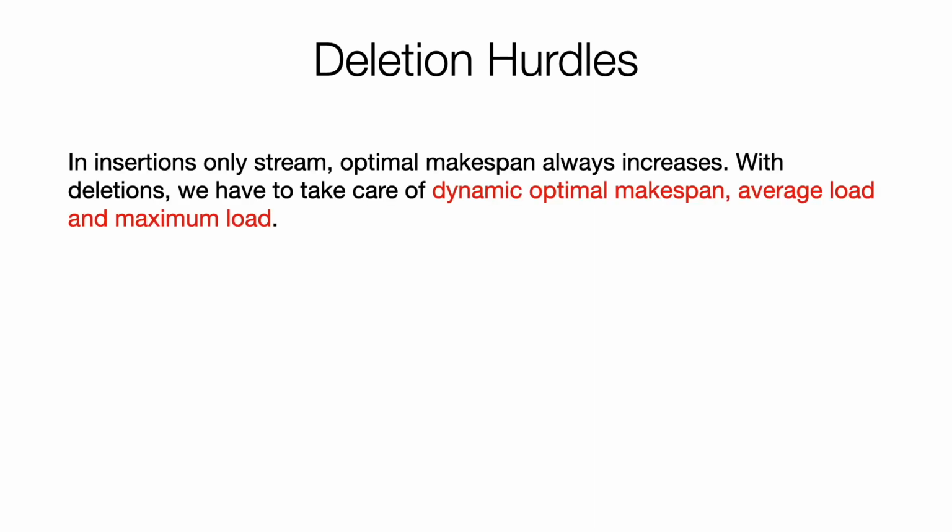Now, how do we change this algorithm when jobs can be deleted as well? In the insertion only stream, we know that the optimal makespan always increases because jobs are only added. But with deletions, the optimal makespan, the average load, and the maximum load are dynamic quantities and can increase or decrease while we run the algorithm.